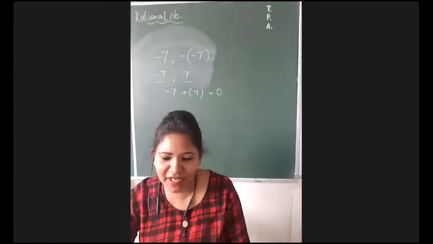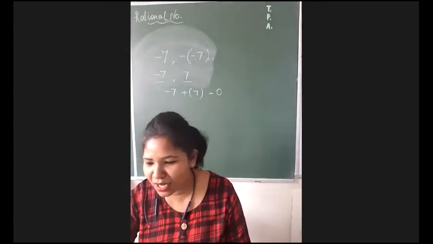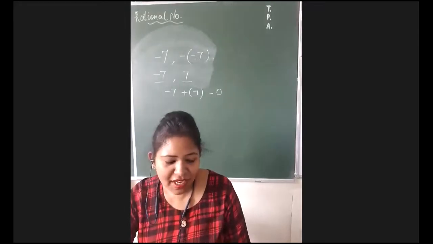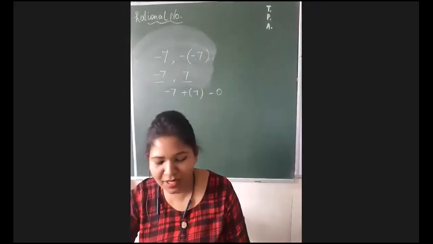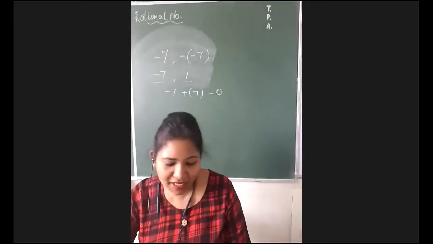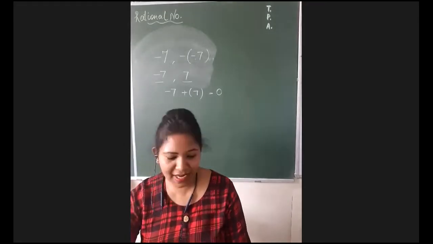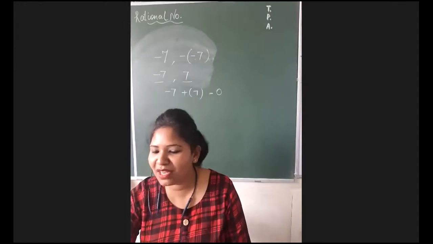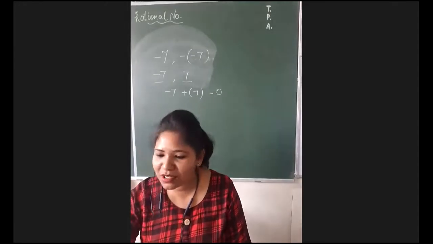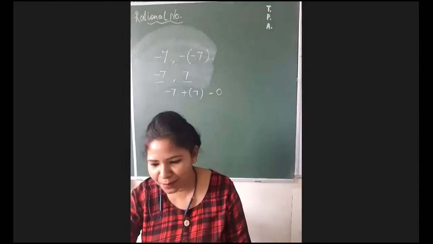In question number 10, the first one: the rational number that does not have a reciprocal is 0. Second: the rational numbers that are equal to their own reciprocal are 1 and minus 1. And the last one: the rational number that is equal to its negative is 0 only, because 0 is neither positive nor negative. So you can include 0 with positive, or you can include 0 with negative. Both will be similar.